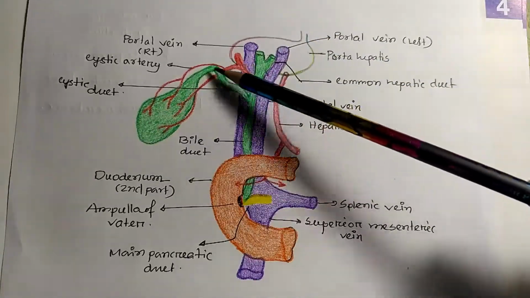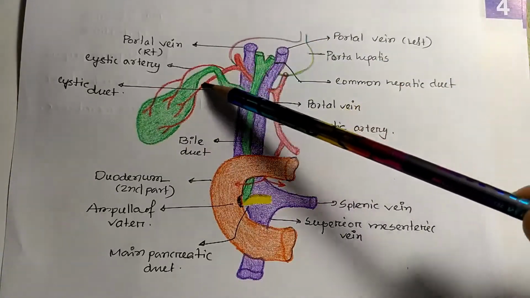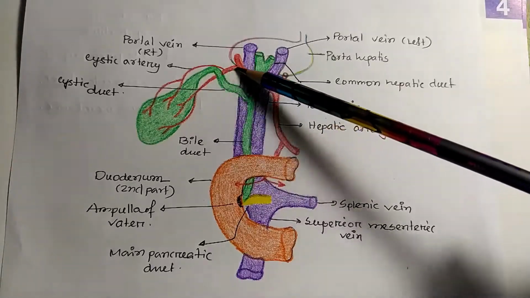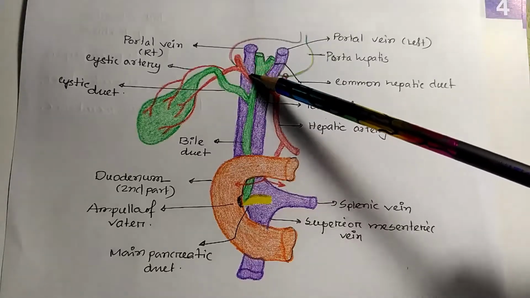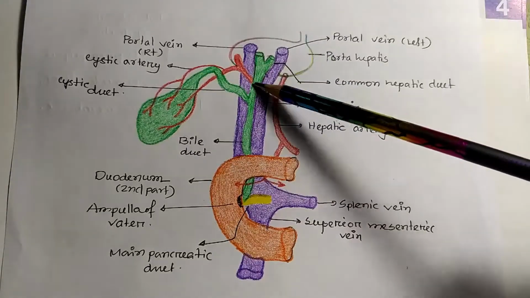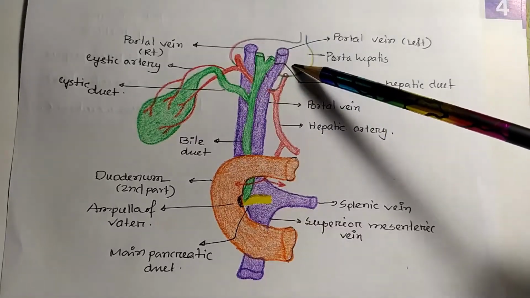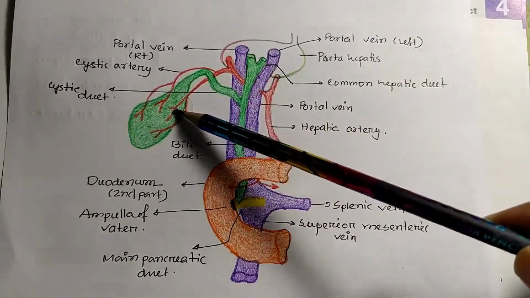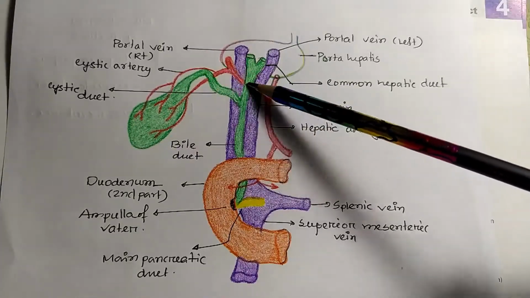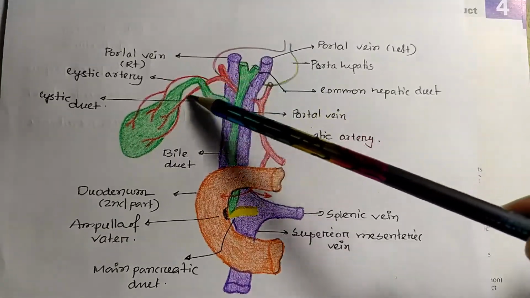Gallbladder is supplied by the cystic artery. You can see a long artery which is derived from the right hepatic artery. So this is the common hepatic artery that will divide into right and left hepatic artery. So gallbladder is supplied mainly from the right hepatic artery. So it is the right hepatic artery and this is the cystic artery.